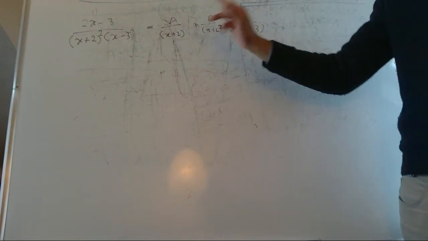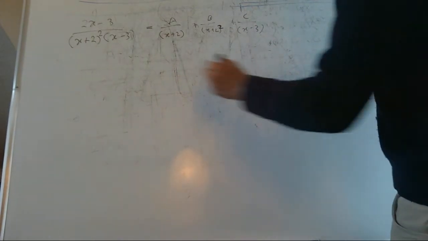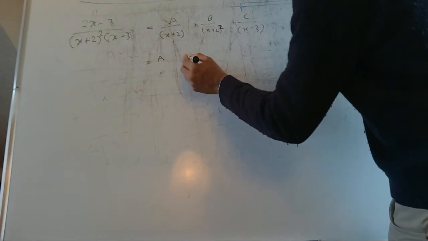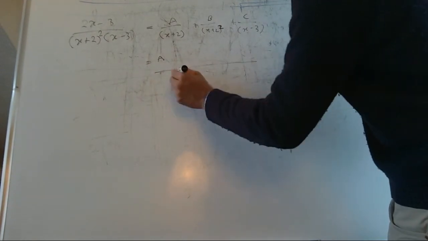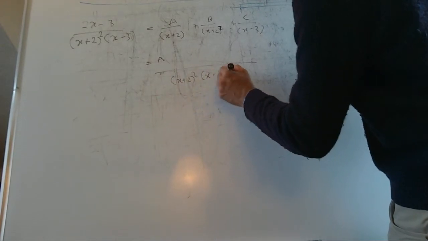So we have to split it this way because you can't possibly have these three fractions. Okay. So now let's just sort this out in a common denominator. So if I put them all under the common denominator, (x + 2)²(x - 3).